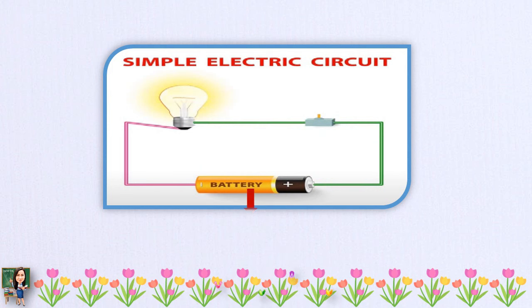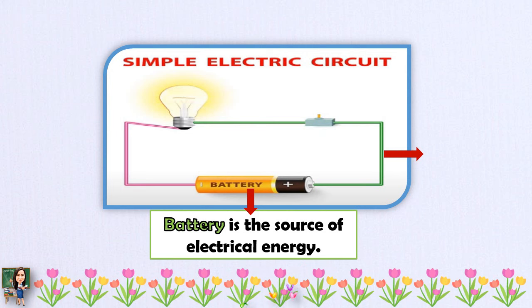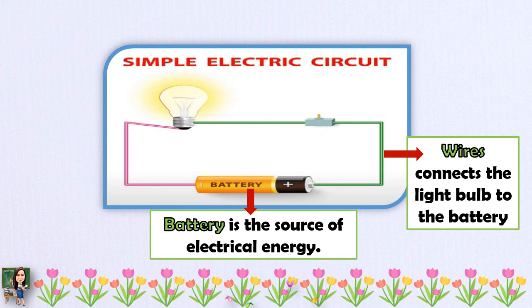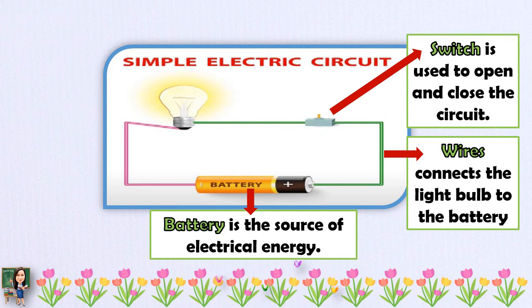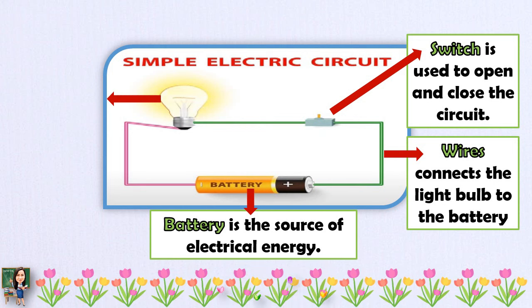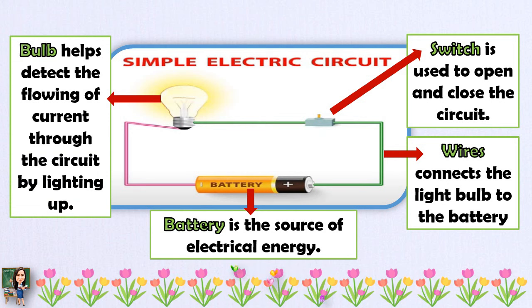What is a battery? A battery is the source of electrical energy. What are wires? Wires connect the light bulb to the battery. What is a switch? A switch is used to open and close the circuit. And what is a light bulb? A light bulb helps detect the flowing of current through the circuit by lighting up.